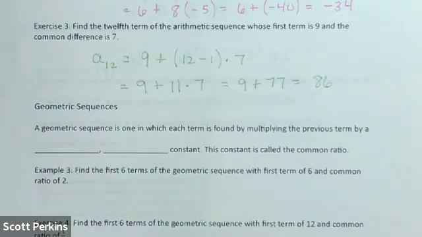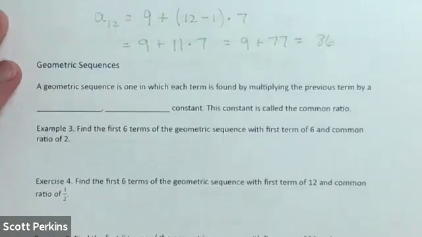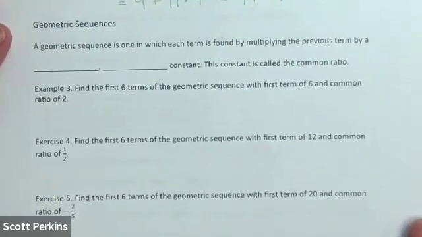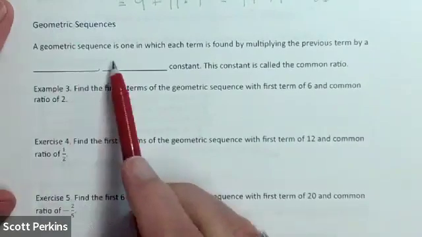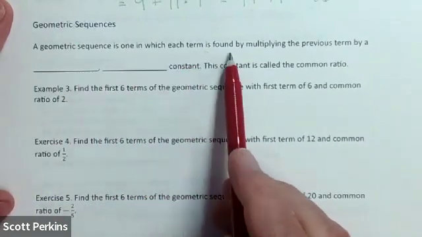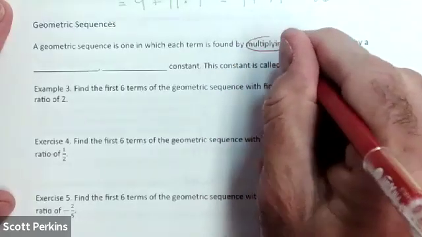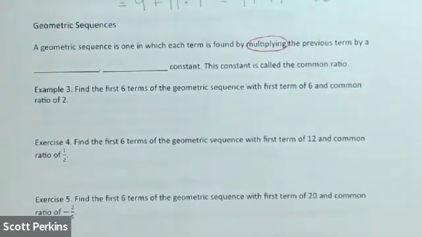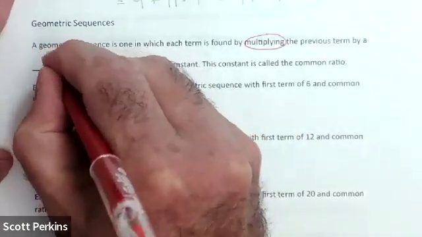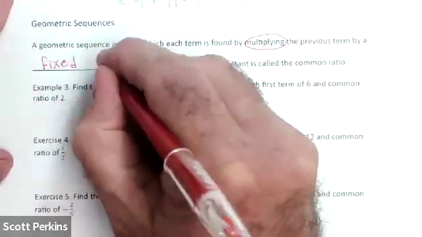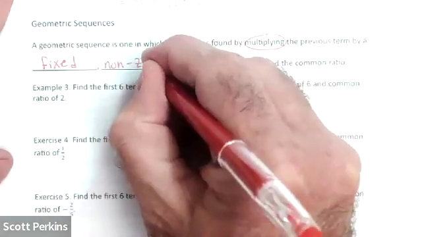That's actually the most basic kind of sequence that you can have, is just by consistently adding the same thing. The other type of sequence we are going to address in this class is what's called a geometric sequence. In this case, a geometric sequence is one in which each term is found by multiplying. So the big difference here is that we are multiplying instead of adding. So we're going to multiply the previous term by a fixed non-zero constant.